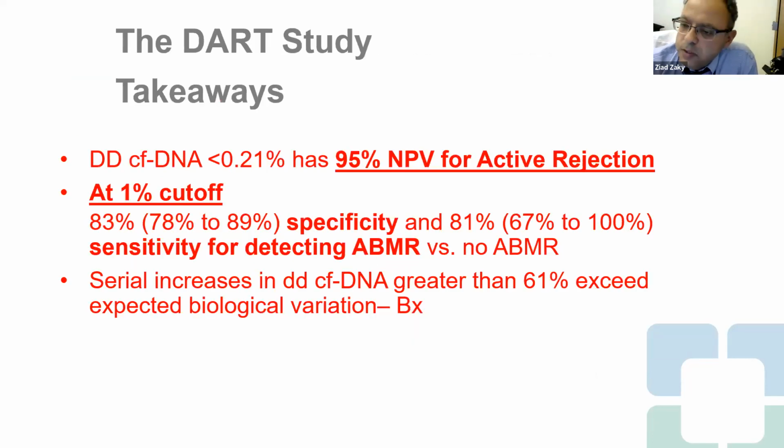So the takeaways from the DART study: donor-derived cell-free DNA less than 0.2% has a 95% negative predictive value for active rejection. At a 1% cutoff, you have 83% specificity and 81% sensitivity to detect antibody-mediated rejection. A serial increase in donor-derived cell-free DNA of more than 61% from the baseline will require biopsy. There's a likelihood of having some sort of inflammation in these biopsies.